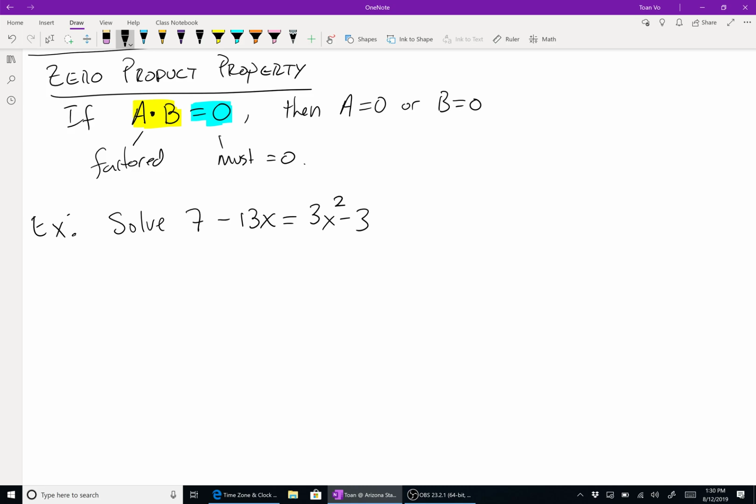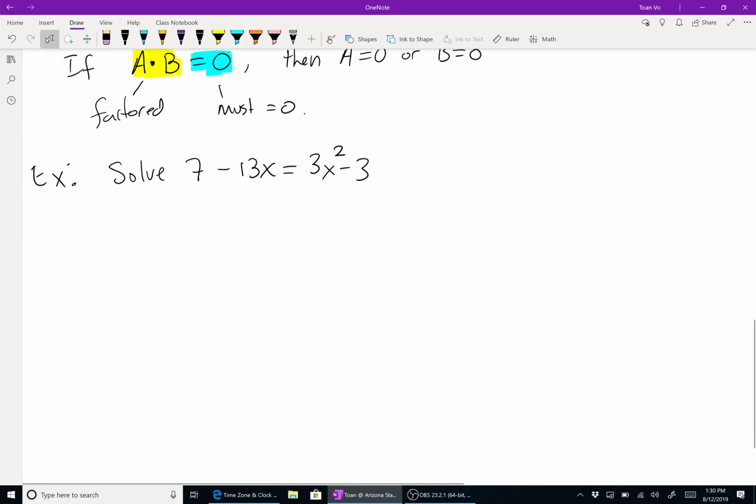3x squared. Yeah, make it look like an actual quadratic. So I hope we can see that this does not follow the first idea that we talked about, because here we have two x terms, two variable terms, and they're different. They're not the same type. One's an x squared, one's a regular x. I can't merge them.